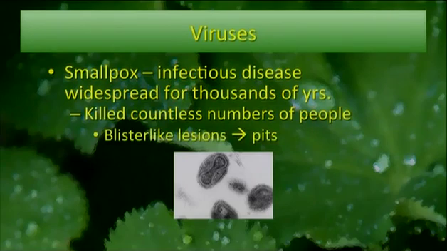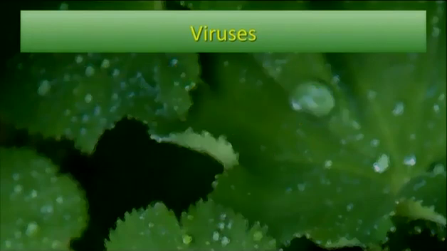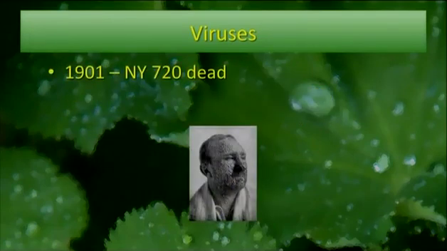And it causes these blister-like lesions, which lead to the formation of pits on the skin if the person survives. Here's a photograph of a man that's been infected with smallpox. You can see all the deforming sort of sores on his face. And in 1901 in New York, 720 died.